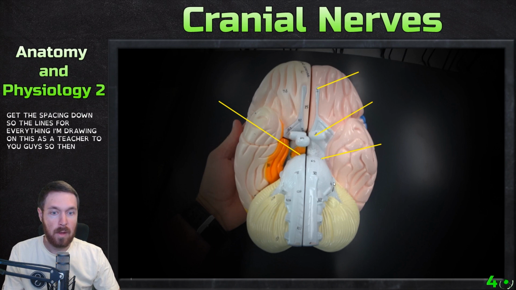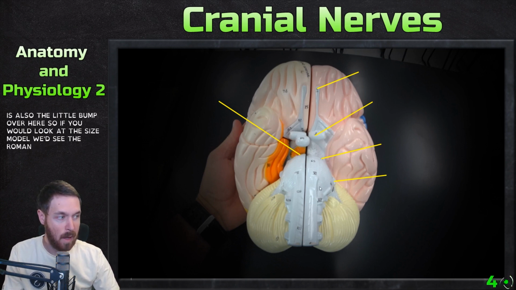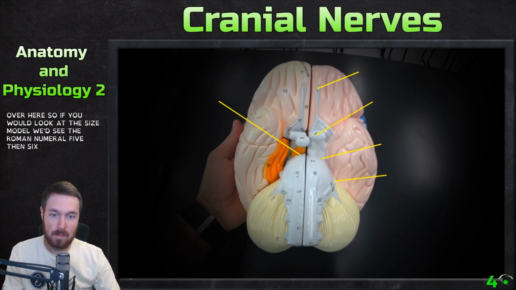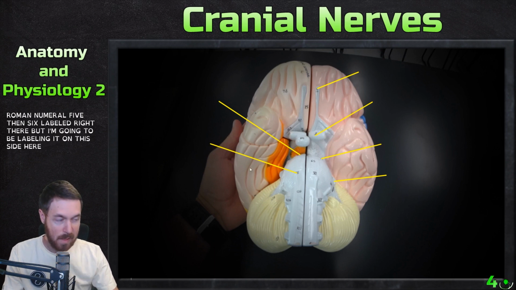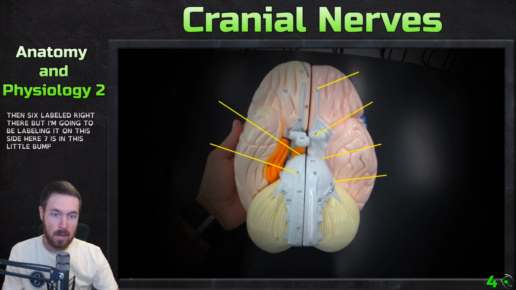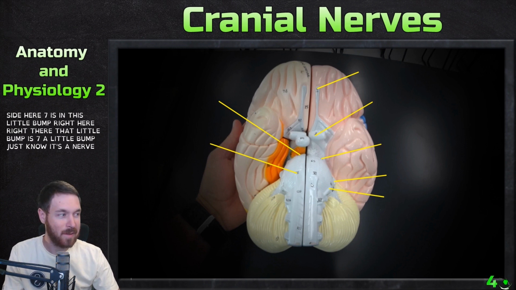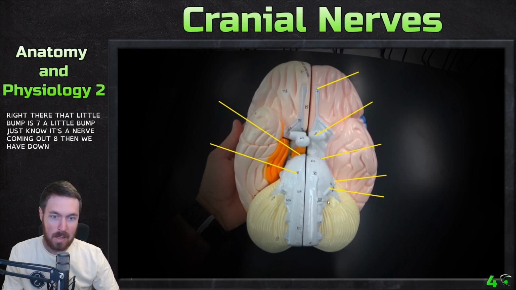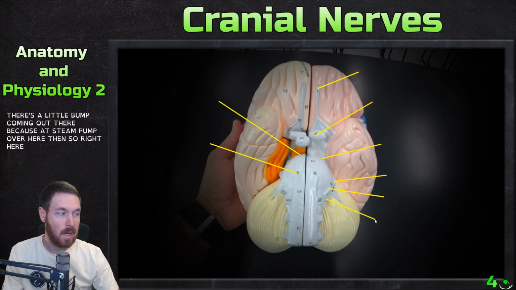So then there's 4, and then we have 5 right down here on the side. 5 is also this little bump over here. If you look at the side of this model, there we'd see the Roman numeral 5. Then 6 is labeled right there, but I'm going to be labeling it on this side here. 7 is then this little bump right here. That little bump, just know it's a nerve coming out. 8, then we have down right here, there's a bump coming out there. We can see that same bump over here. So right here is 8.